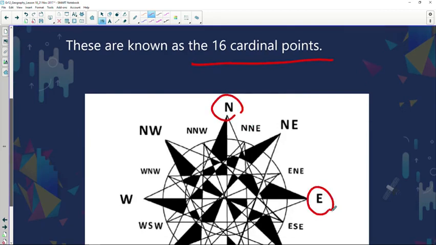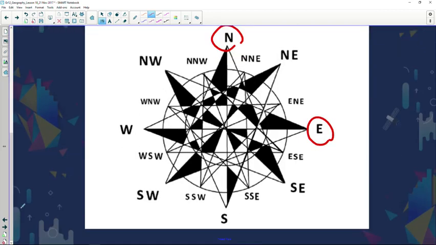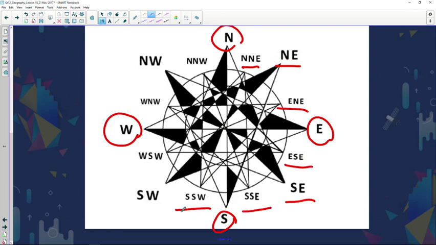north, east, south, and west. Now, very importantly, between them we have our 16 cardinal points: north, north-northeast, northeast, east-northeast, east, east-southeast, southeast, south-southeast, south, south-southwest, southwest, west-southwest, west, west-northwest, northwest, and north-northwest.